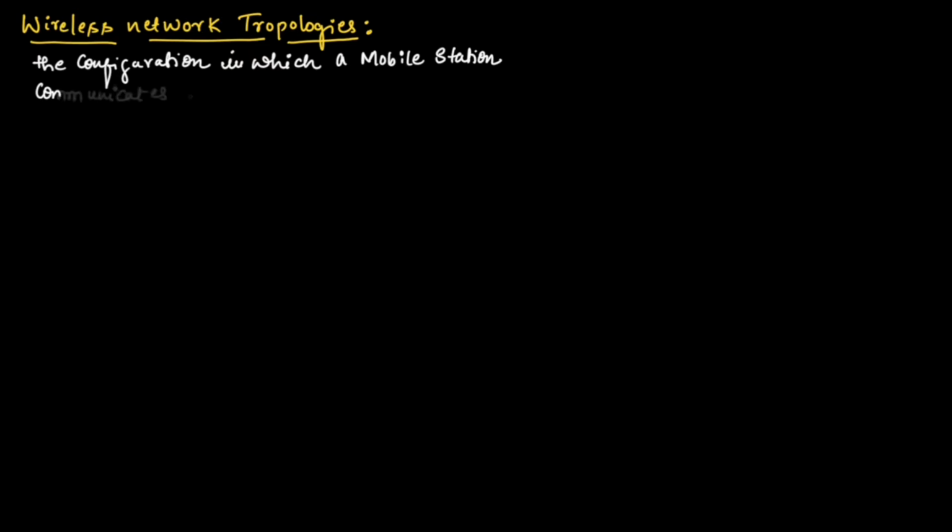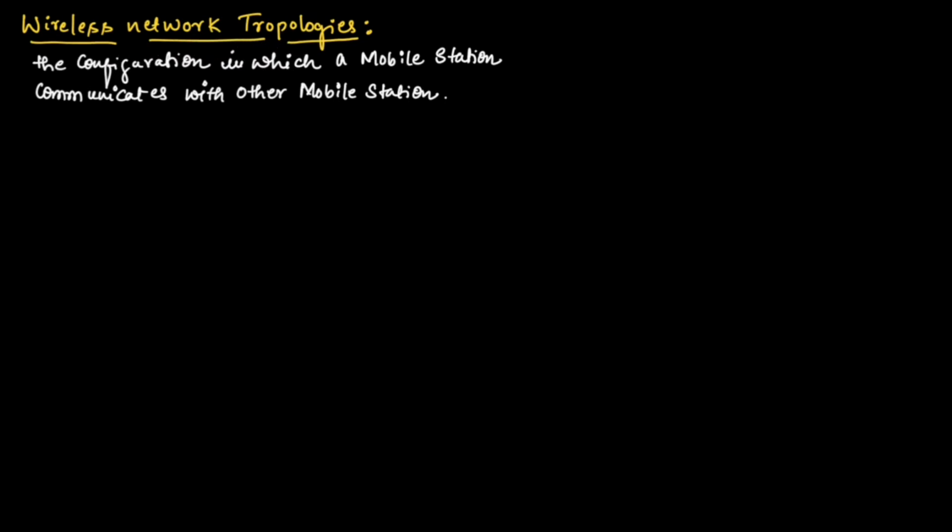In this lecture, let us understand wireless network topologies. We can define wireless network topology as the configuration in which a mobile station communicates with other mobile stations. We can call it mobile station or mobile terminal here; both are the same. So a mobile station communicates with other mobile stations using some configurations, which are known as wireless network topologies.